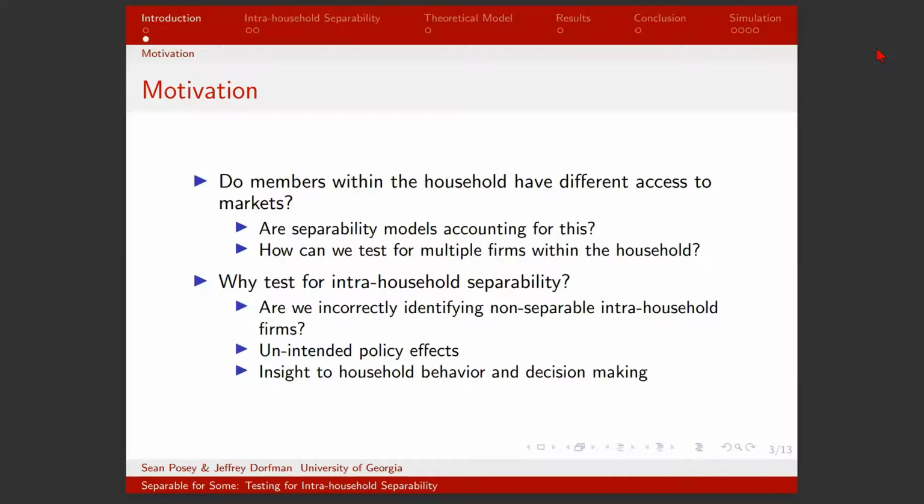And then just to go over real quickly, because I don't have much time, what is separability? Separability is that within the household model, the producers cannot make profit maximizing choices due to market barriers, or incomplete markets.